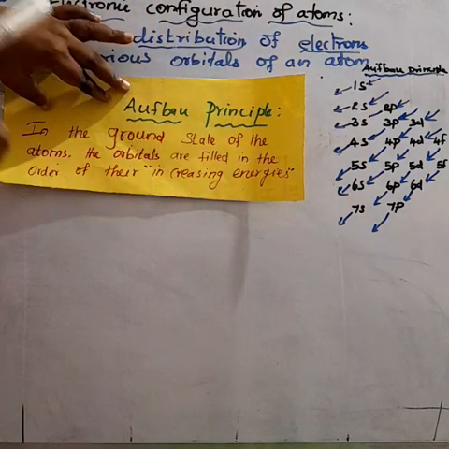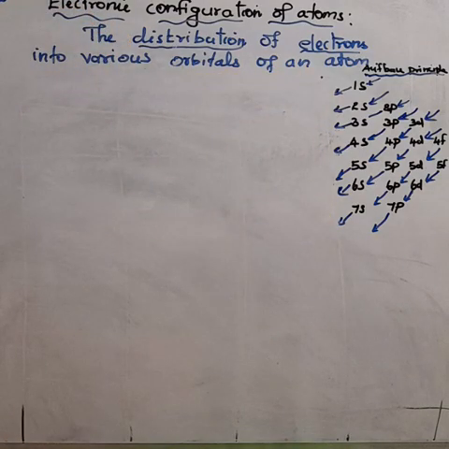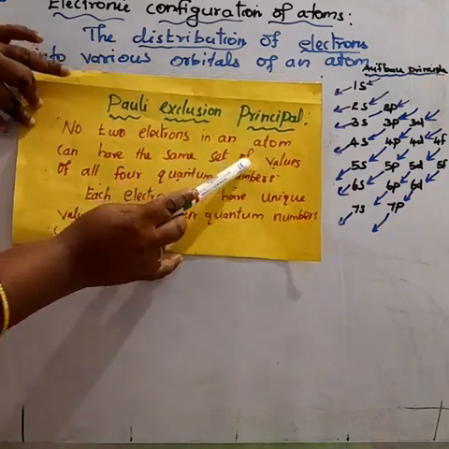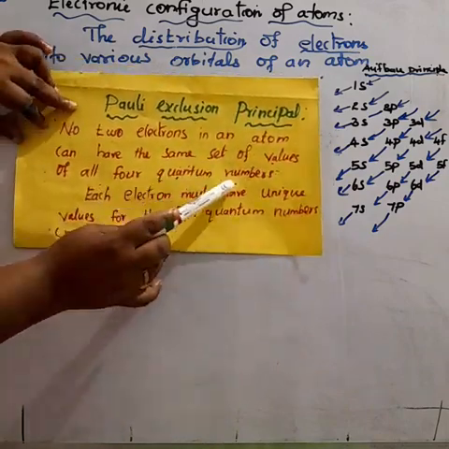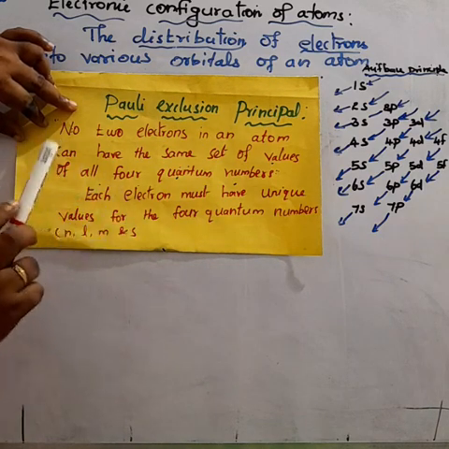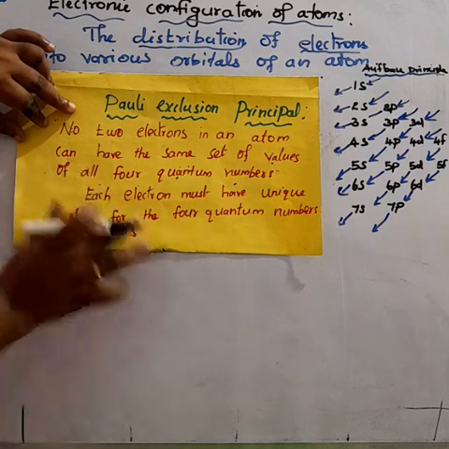According to Pauli's exclusion principle, no two electrons in an atom can have the same set of values of all four quantum numbers. Each and every electron in an atom must have a unique set of values for the four quantum numbers. These are the points about the Pauli exclusion principle.